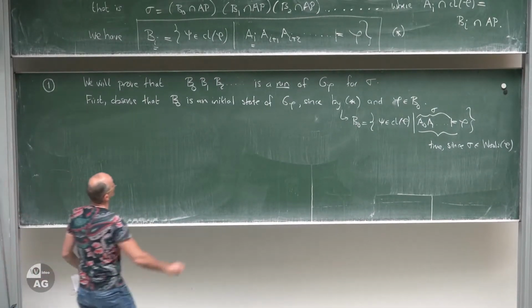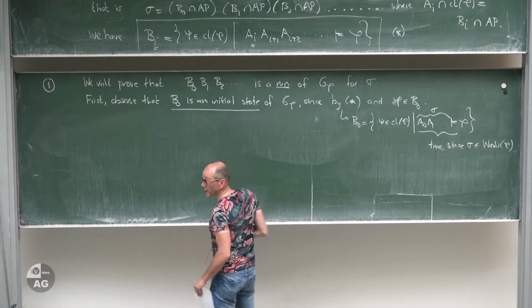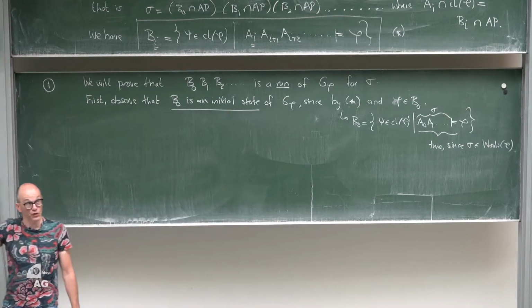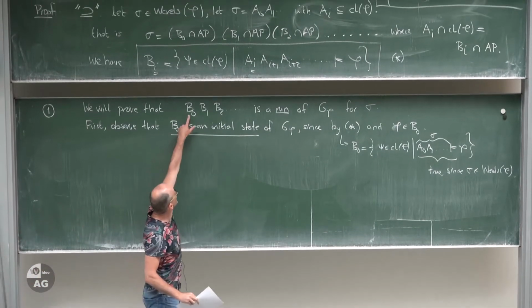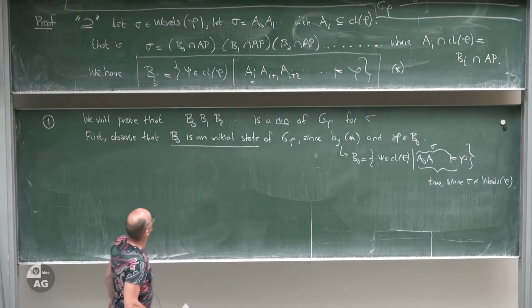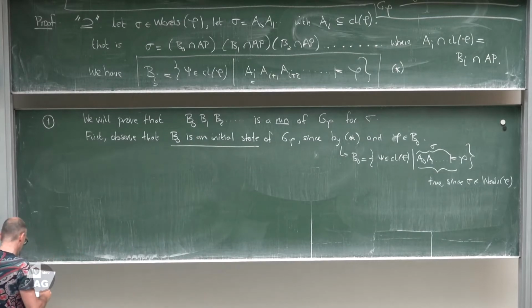Good. So B0 is an initial state. That's what we know. What else do we have to know? We have to prove something about the successor relation because we want to prove it's a run. The only thing we know now is that this run starts in the initial state. That's good to know. But now what we have to prove is the following.